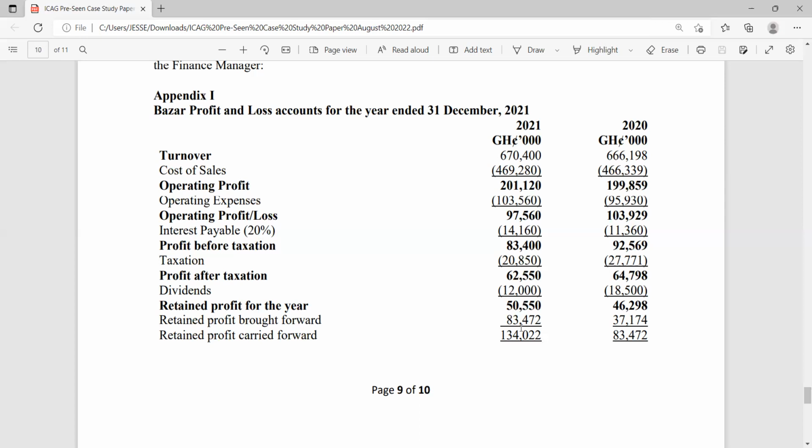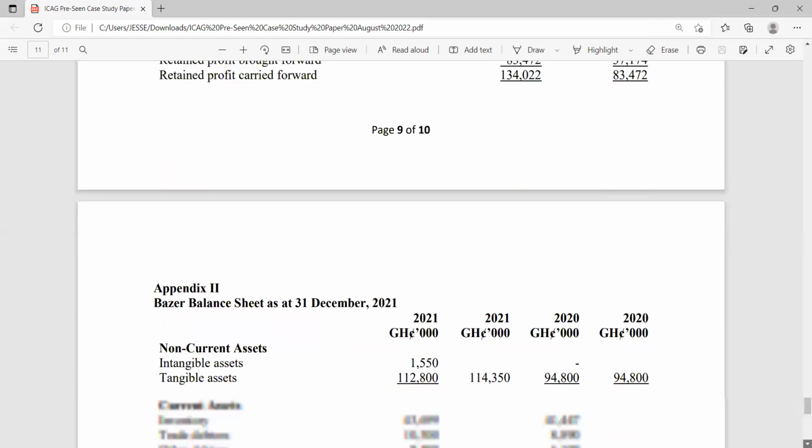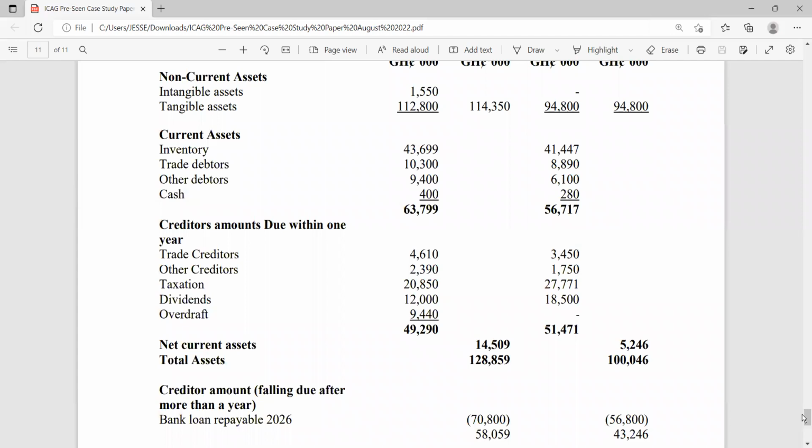Why is operating expenses increasing? That's what I want to find out. Why is interest payable also increasing? And are there ways we can reduce them? In terms of cost of sales as well, I would want to look at the cost of sales breakdown and see exactly what is contributing to that and see if there are any efficiencies in that regard. Now let's move on to the balance sheet.